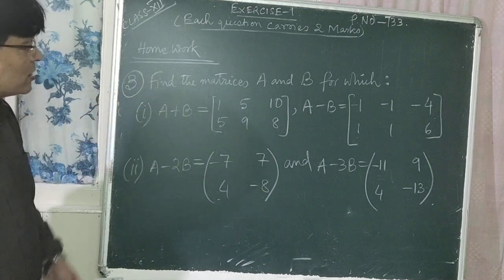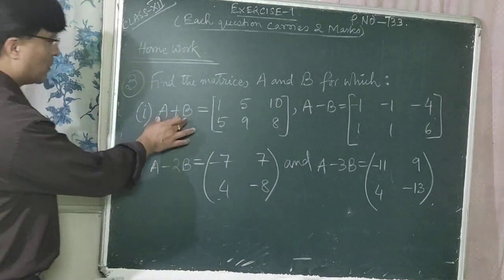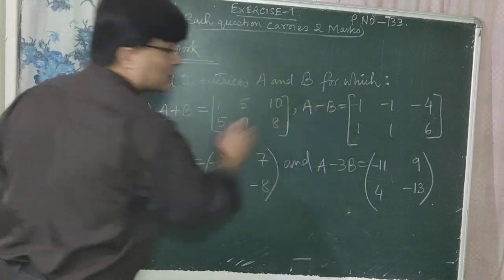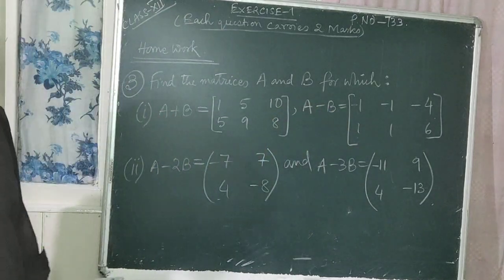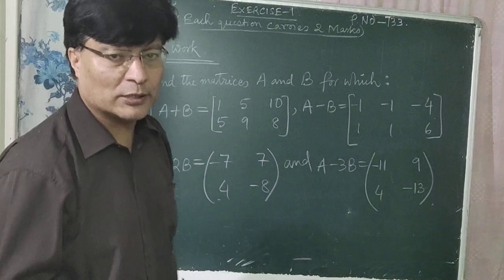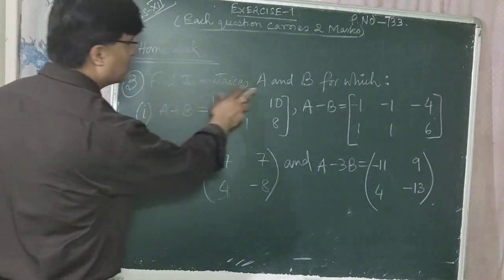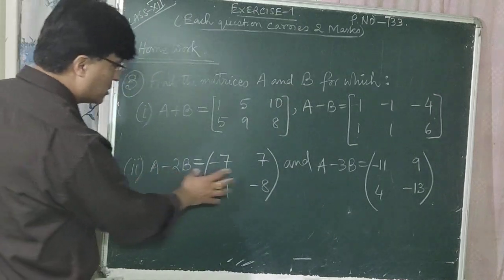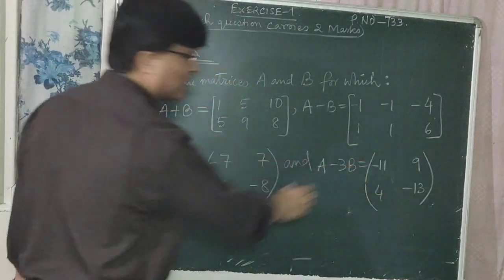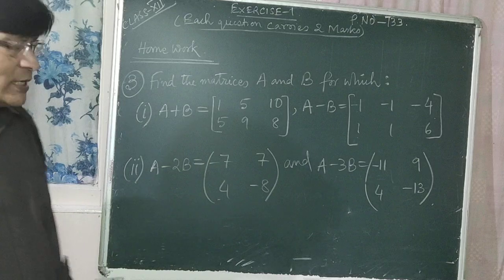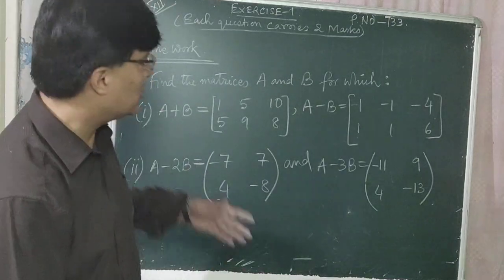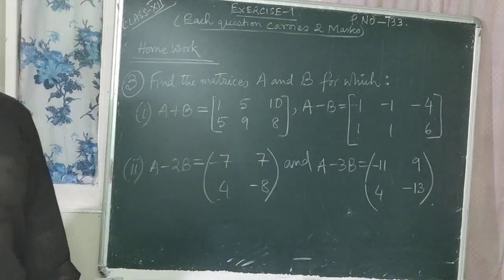You have to get the matrices A and B for which A plus B is equal to this matrix and A minus B is equal to this matrix. This is just like a simultaneous equation. You can solve it as we have done in question number 3, right? So in this case also, find the matrices A and B for which, in number 2, A minus 2B is equal to this matrix and A minus 3B is this matrix. So you can solve these two matrices to get the values of A and B. These are just like your simultaneous equation.